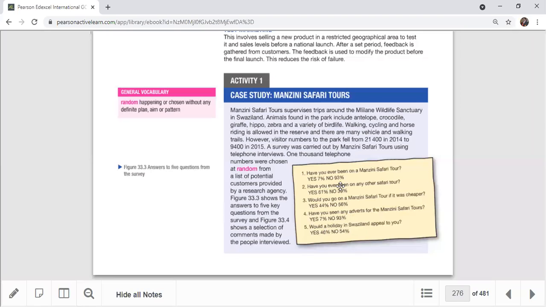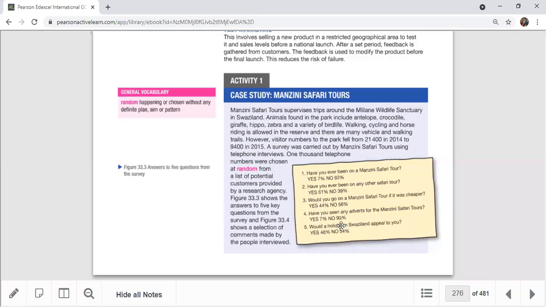They asked, have you ever been to Manzani Safari Tour? Yes, 7%, no, 93%. And the second question was, have you ever been to any other safari tour? Yes, 61%, no, 39%. Would you go on Manzani safari tours if it was cheaper? Yes, 44%, no, 56%. And have you ever seen an advert for Manzani safari tour? Yes, 7%, no, 93%. That's how I found the lack of advertising.